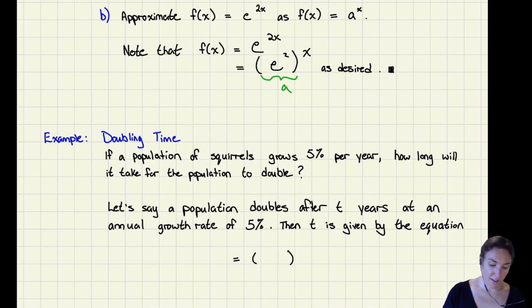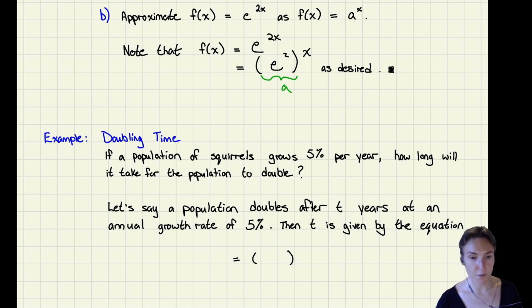Doubling time. This is where we start to see the cool things about logs and e's. So if a population of squirrels grows 5% per year, how long will it take for the population to double? When you hear about problems on the news, like the population growth of humanity is at this point, by 2050 we're going to reach 12 billion or whatever it is, how are people coming up with these numbers? It's by doing problems like this.